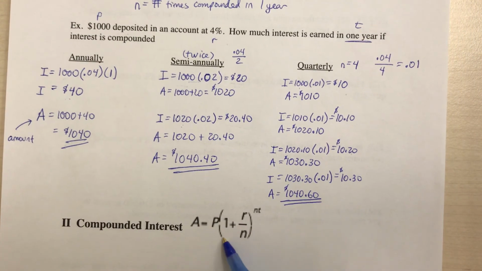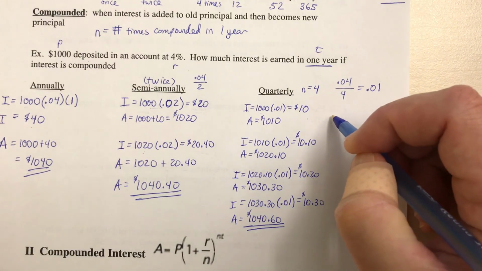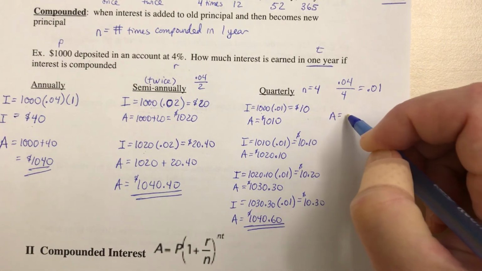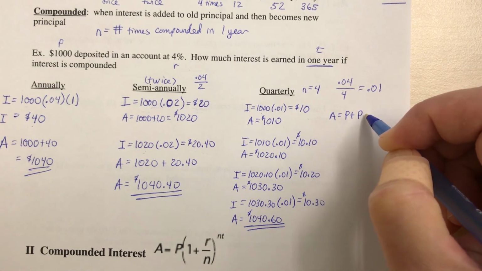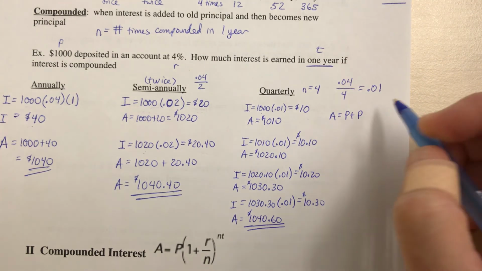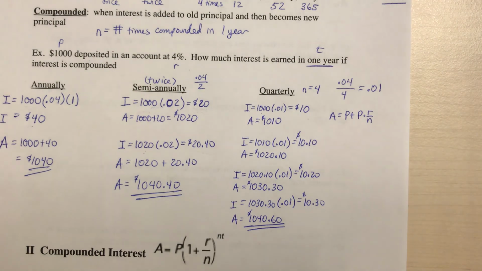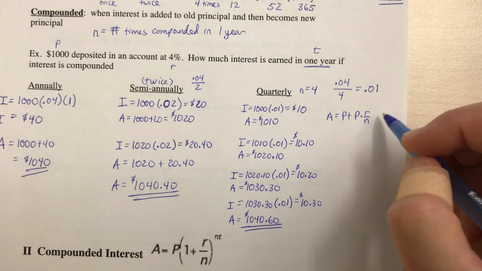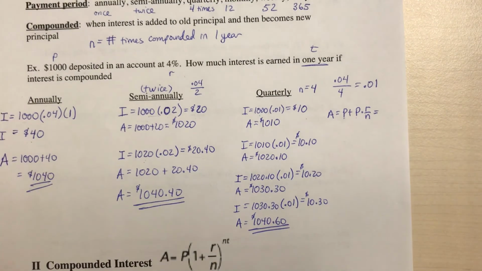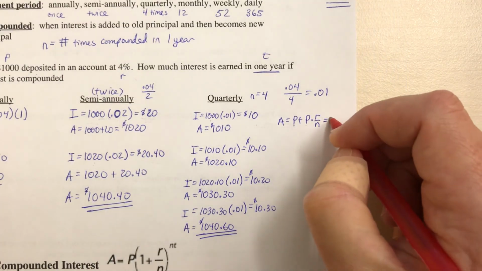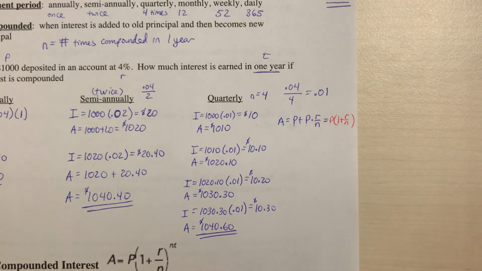So here's where I'm going to come up with the formula. Let me show you this with the variables. My amount is I take the original principal and I add on the interest. Now the interest is the principal times the rate divided by n, the number of times I'm compounding. Now let's think about factoring here. Both of these have the letter P, so we can factor out a P, which leaves us 1 plus r over n in parentheses.